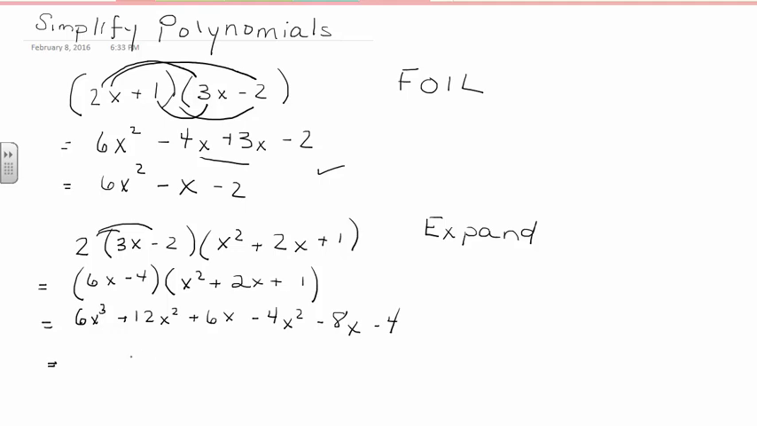And just like in the question above, our last thing to do is to gather like terms. So our x squared and our x squareds are alike. 12x minus 4 is positive 8x squared. 6x minus 8x leaves me with negative 2x. And then the negative 4 on the end. So that question is now expanded and simplified.